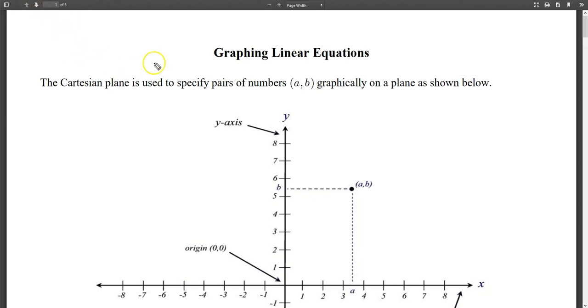In this lesson, we're going to look at graphing equations. In particular, we're going to cover graphing linear equations. Now let's first of all recall what the Cartesian plane is. So the Cartesian plane is used to specify pairs of numbers like this, a comma b, graphically on a plane, as we see below here.